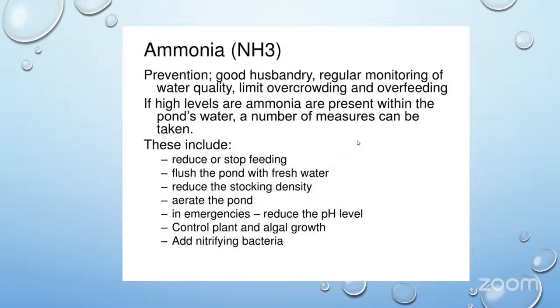How to prevent it? Prevention is by good animal husbandry, regular monitoring of water quality, and limiting overcrowding and overfeeding. If high levels of ammonia are present within the pond's water, a number of measures can be taken, which include reduce or stop feeding, flush the pond with fresh water, reduce the stocking density, and aerate the pond. In emergencies, reduce the pH level, control plant and algal growth, then add nitrifying bacteria.